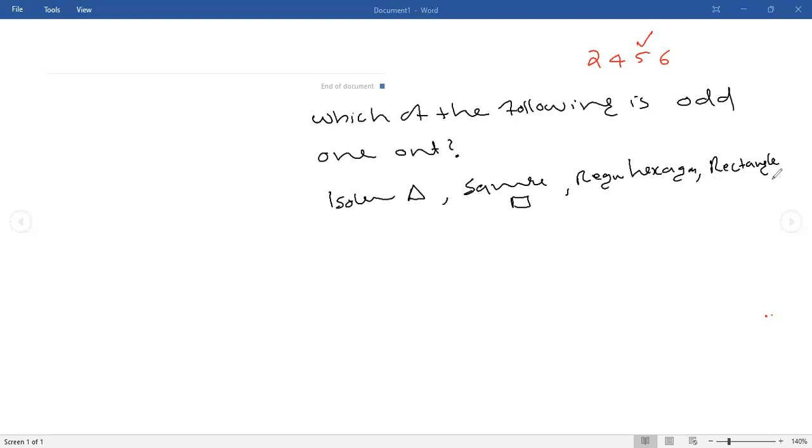Okay. Kirti was telling something. Sir, when the rest are divided, we get 90 degree. And the answer is? Answer is rectangle. Yes, sir.